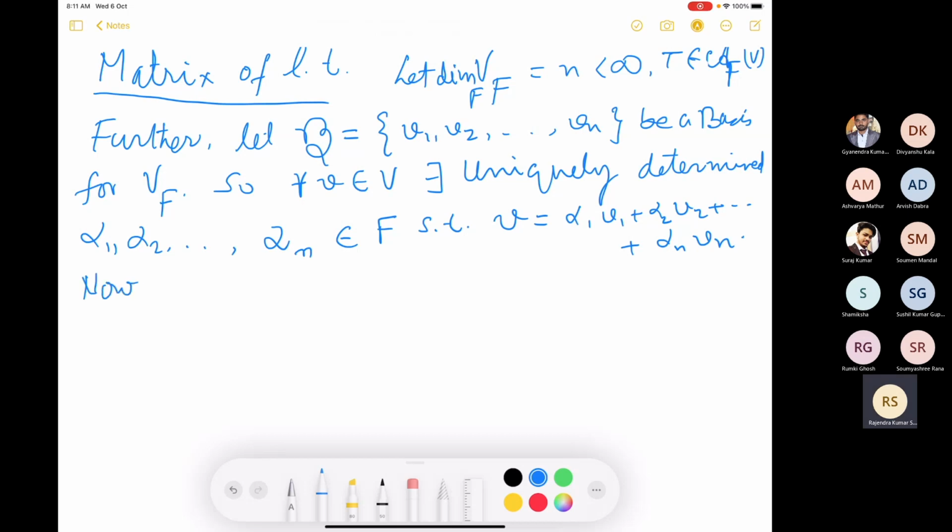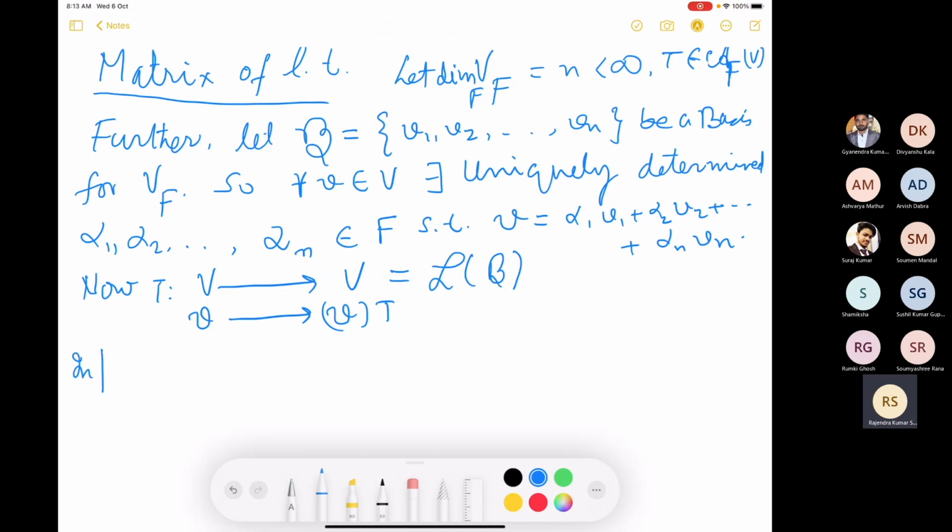Now T is a linear transformation, so it is a map from V to V. It takes v, and the element under T is the image of v under T. This is vT, and it is also here in V. So in particular for vT, the same thing will happen: it is again in the linear span of B, and therefore is a linear combination of these basis vectors. So vT is a vector in V, and therefore it will be again a linear combination of V1, V2, Vn.